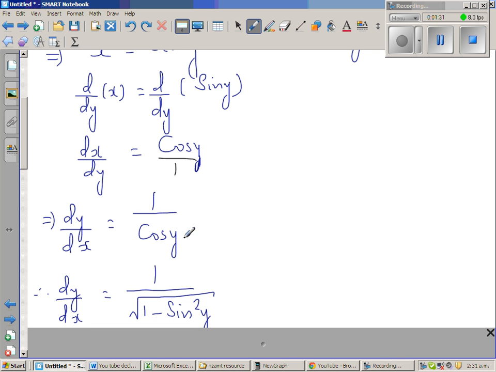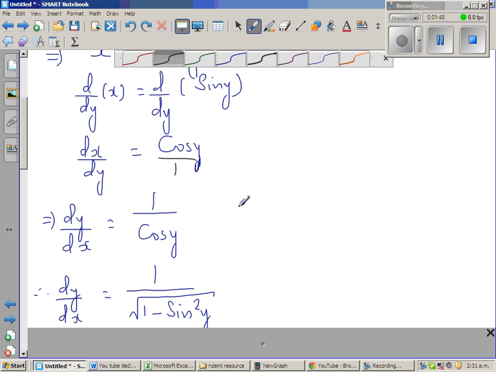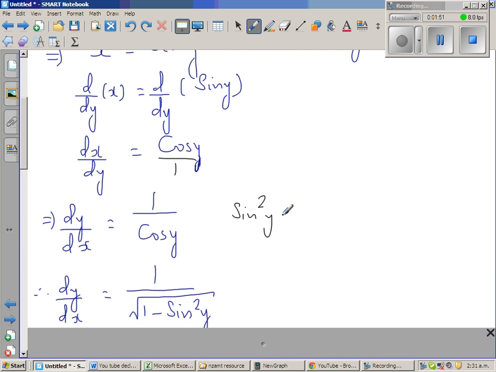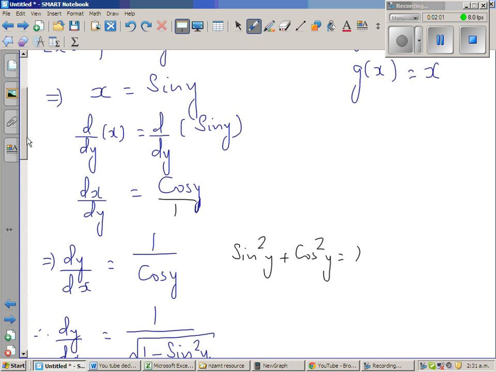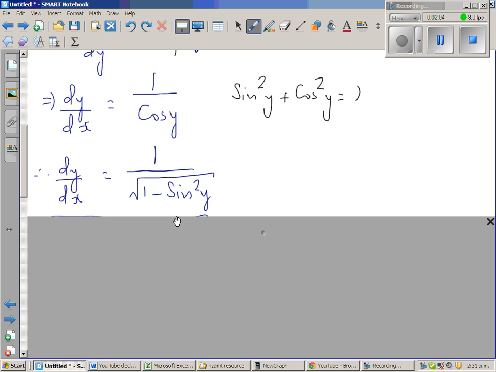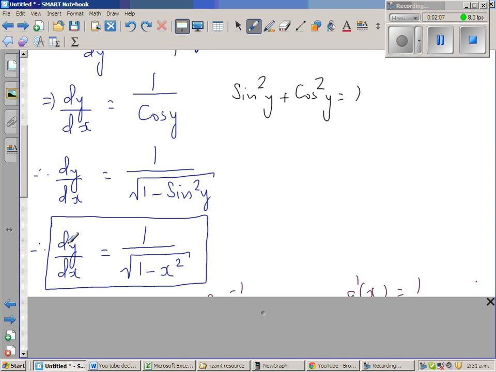And cos y is the square root of 1 minus sine squared. We have used the identity sine squared y plus cos squared y is equal to 1. So cos y is the square root of 1 minus sine squared y, and what is sine y? Sine y is nothing but x. So I can write dy by dx is 1 over square root of 1 minus x squared.